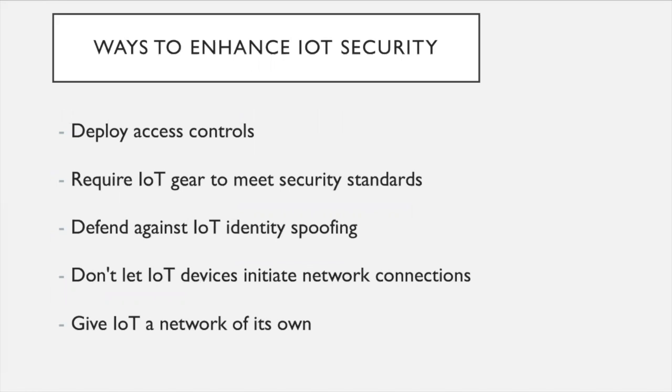Ways to enhance IoT security. Deploying access controls. Companies have a difficult time connecting assets, products, and devices, as well as controlling network access. Require IoT gear to meet security standards. Organizations hire a variety of service providers and sometimes provide equipment. It's important to keep a record of updates in the life cycle of the equipment. Companies should apply the controls outlined in the common security frameworks to the IoT devices.